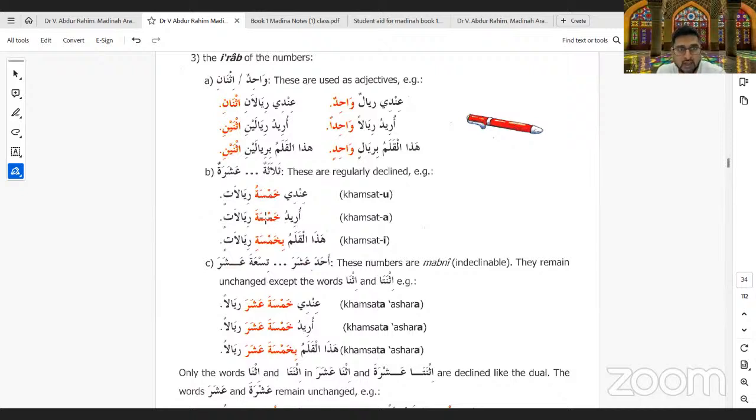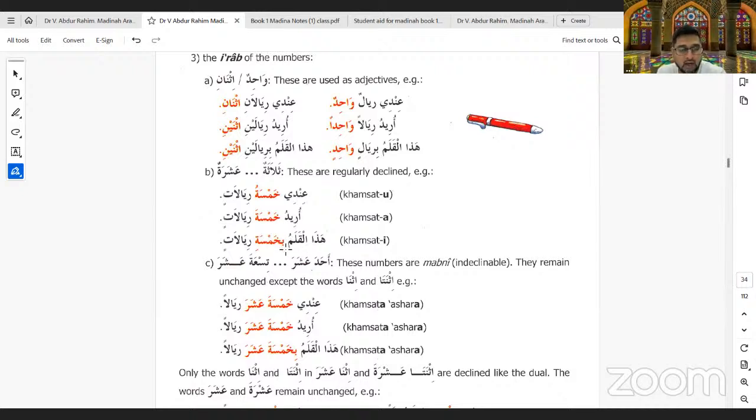Uridu is fi'il. Here khamsat is coming with a fatha: khamsata riyalatin. So here I have fi'il and fa'il. Yes, uridu, I want. What do you want? 5 riyal. So khamsata is coming with a fatha because it's maf'ul for uridu, and it's mudaf, and riyalatin is mudaf ilayhi.